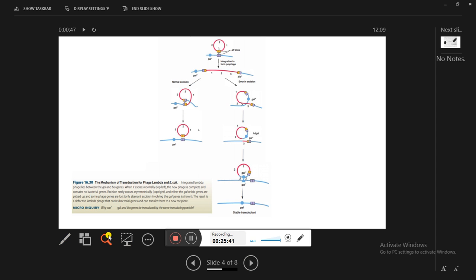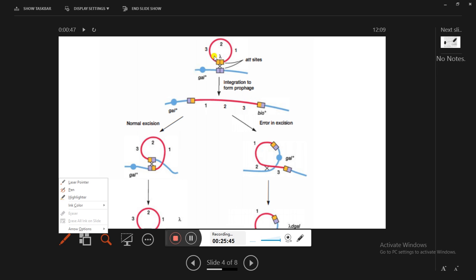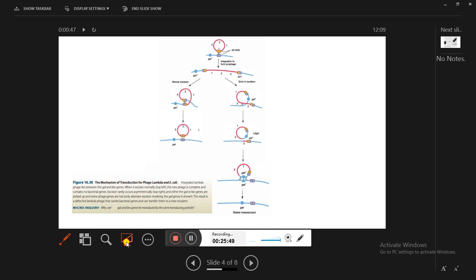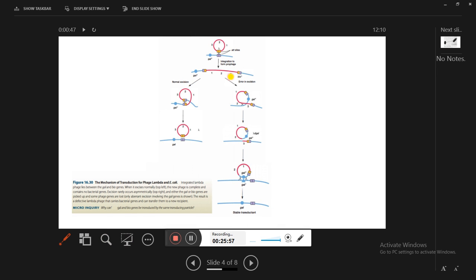Now, in this case, in this specialized transduction, attachment site. This is the lambda bacteriophage. It has 3 genes, 1, 2 and 3, and this is the lambda attachment site, which is the ATT site.